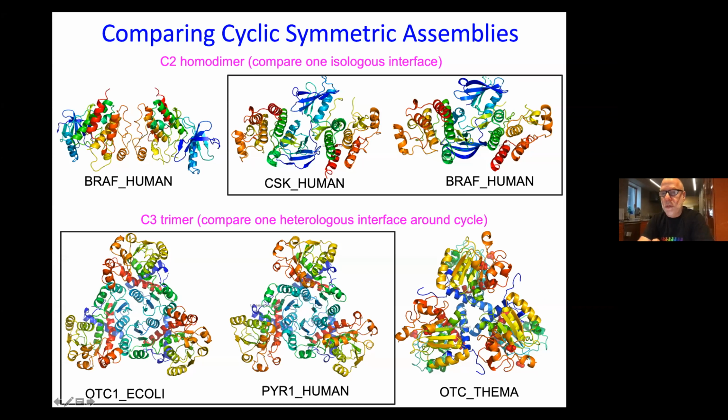In fact, this is the active dimer of BRAF. But here's another dimer of BRAF from a crystal, and it is also a C2 homodimer, but it is different. So we would cluster these as the same assembly, and this one as a different assembly.